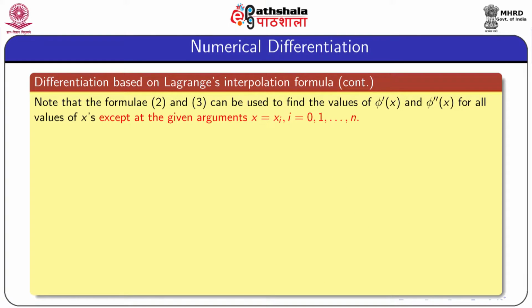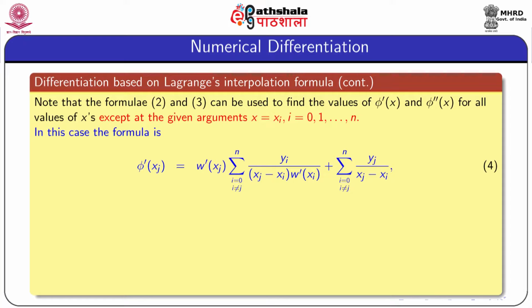Note that formulas 2 and 3 can be used to find the values of phi prime(x) and phi double prime(x) for all values of x except at the given arguments x0, x1 up to xn. In this case, the formula can be written as shown in equation 4, that means phi prime at xj, where xj is a given argument, is equal to w prime at xj into summation i equal to 0 to n, where i and j are different, yi by (xj minus xi) into w prime at xi, plus summation i equal to 0 to n, where i and j are different, yj by (xj minus xi).